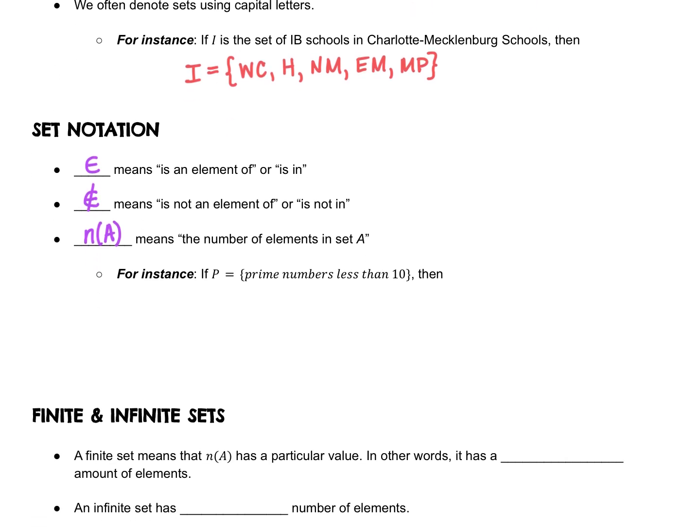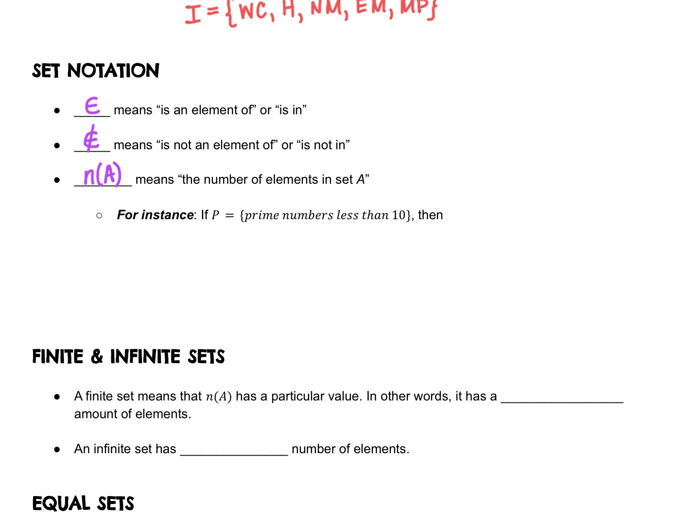Let's say that P is equal to all of the prime numbers that are less than 10. Then we will be able to say the following things. First of all, P is equal to the following numbers. We already know that a prime number can only be produced by taking 1 and multiplying it by itself. 1 is not a prime number. 2 is the first prime number. Then we have 3, then 5, and then 7. That's how we write out the set.